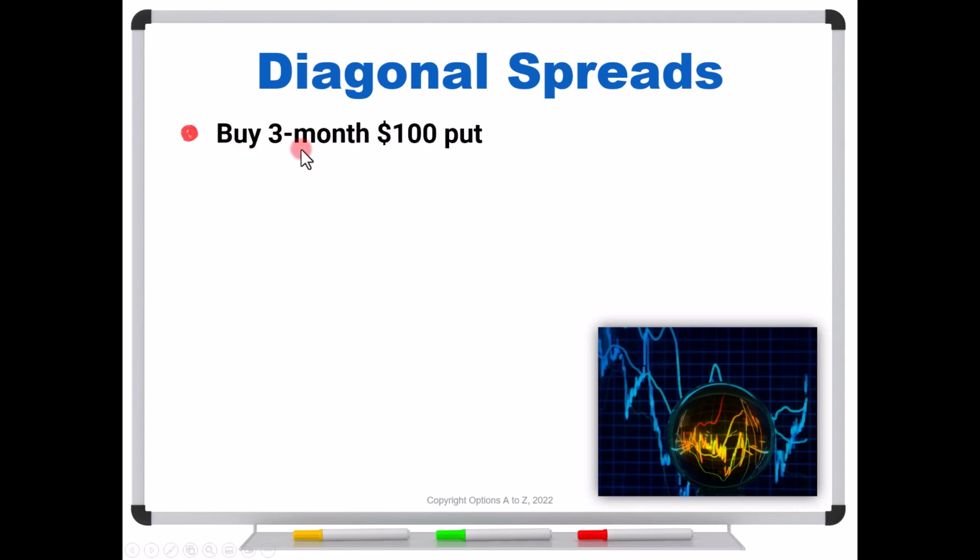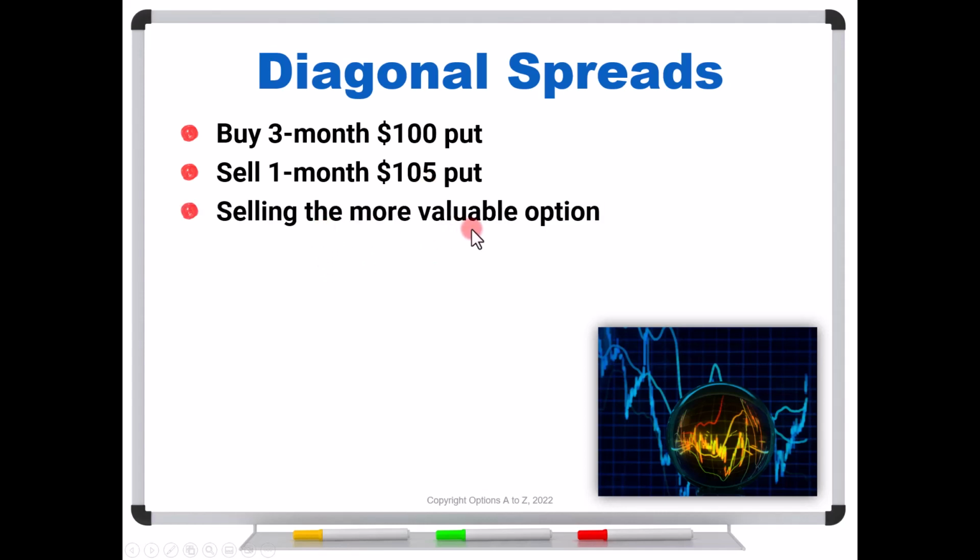Now, what about for diagonal spreads where maybe we have different expirations? Let's say that you buy a 3-month $100 put and you sell a 1-month 105 put. What's the nature of this strategy? Is it bullish or bearish? Well, take a look. Remember, don't worry about the months. Just look at the strikes. These are puts. The 105 strike is the higher strike. That's what's going to control the nature of the strategy. You are selling the more valuable option.